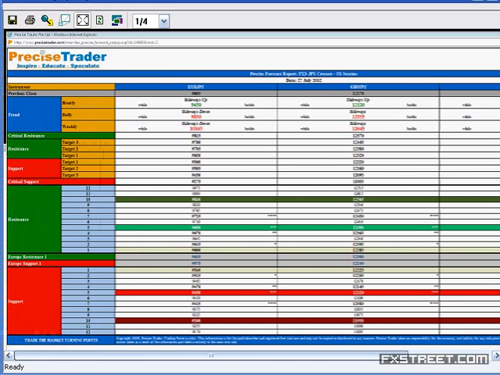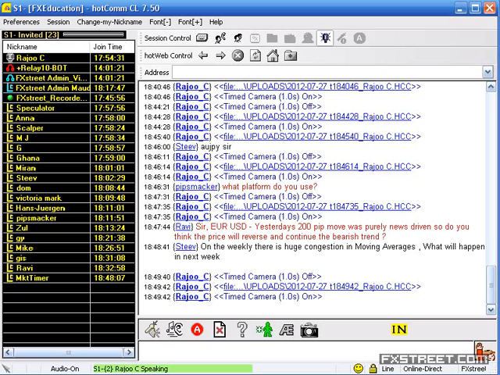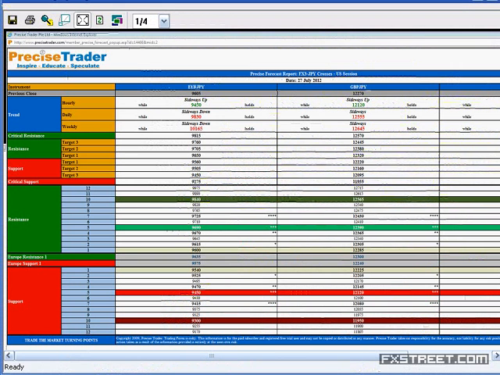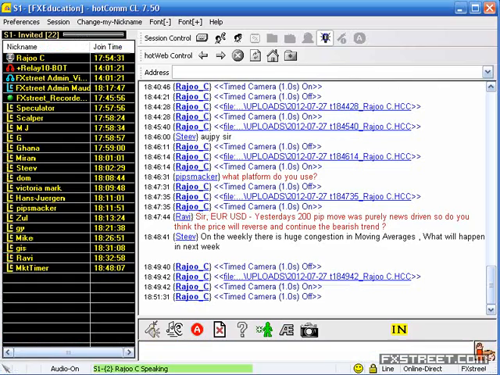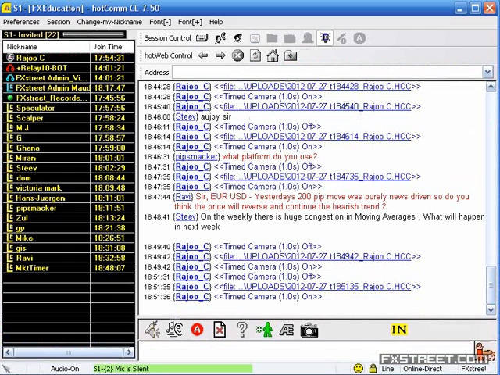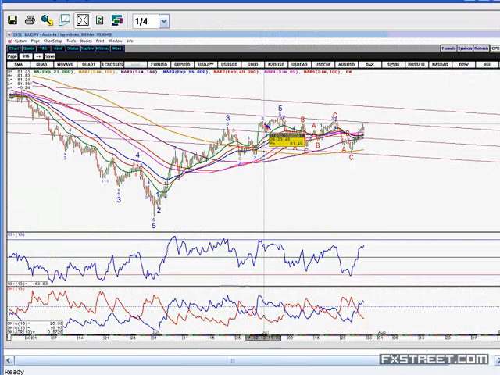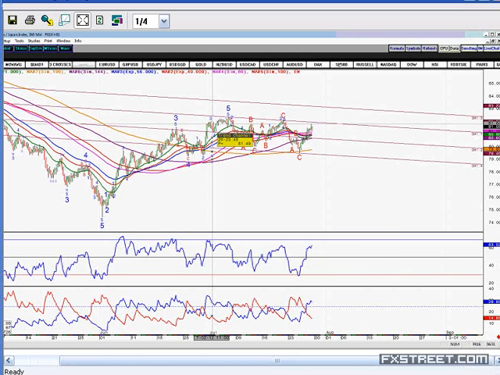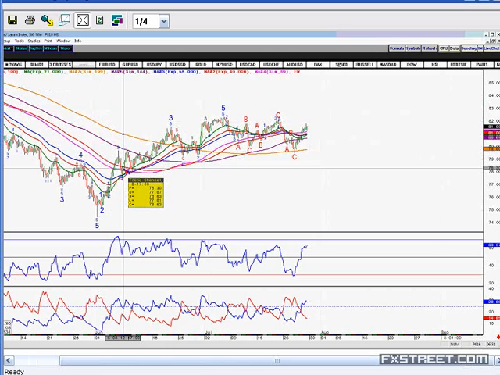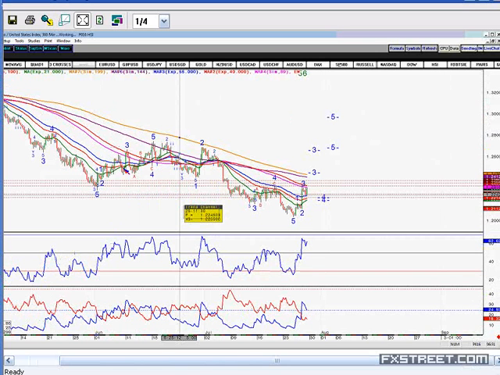The next is, yesterday's 200 pip move was purely news driven. So do you think the price will reverse and continue the bearish trend? Okay, in fact, on the euro, I'll show you the chart. We felt that it has already reversed, meaning in the near term. Long term, we have not seen the low yet.